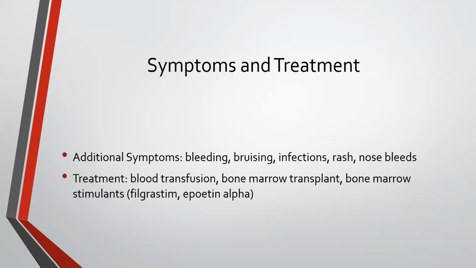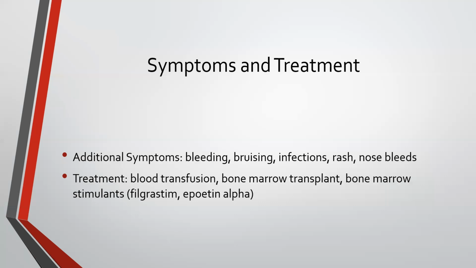And so oftentimes how we treat this is we're going to give blood transfusions. There may be a bone marrow transplant, which actually requires a consent first. A bone marrow aspiration, which requires a consent form. Anything invasive requires consent to a point. Or they may choose to treat with bone marrow stimulants like filgrastim and epoetin alpha, and those would be subcutaneous injections.